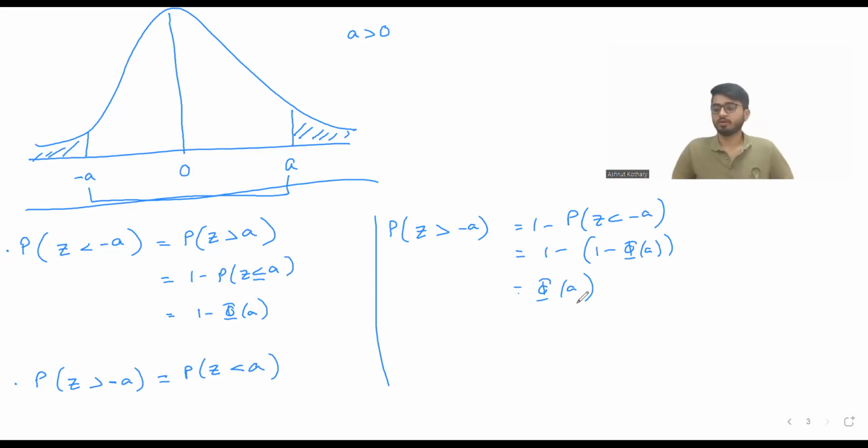So this is just to show you that in case you need to find any sort of probabilities when we have a negative number given for a standard normal distribution, how to modify it so that we can take the help of actuarial tables. So do take this down.